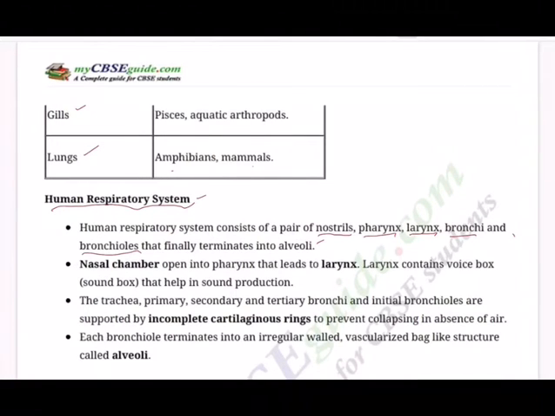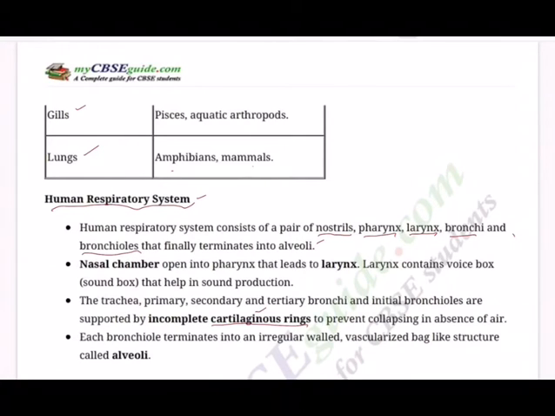The nasal chamber opens into the pharynx. That leads to the larynx. So this is completely a tube, a respiratory tube. The larynx contains the voice box or sound box that helps in sound production. The trachea, primary, secondary, tertiary bronchi and initial bronchioles are supported by incomplete cartilaginous rings. It is made up of cartilage.